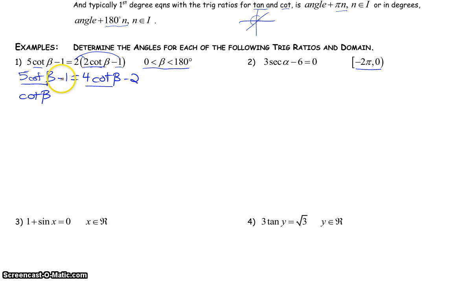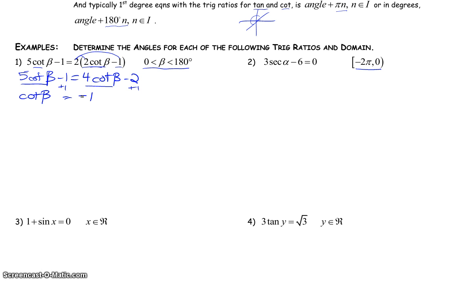Okay, and at the same time, let's add the 1 to the other side. So plus 1, and we would have negative 1. Negative 2 plus 1 on the other side, so negative 1. And there we go. Now we essentially have cotan beta equals -1.